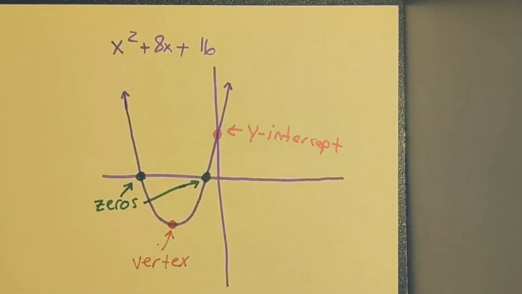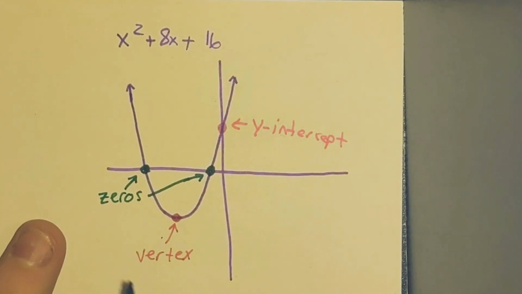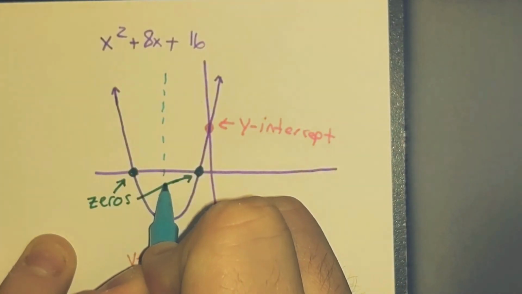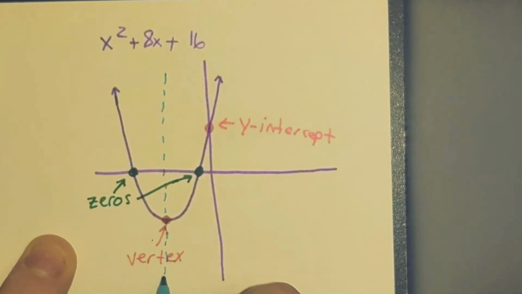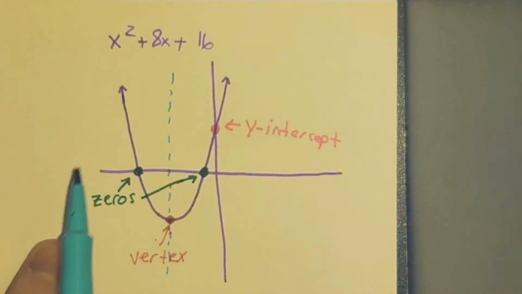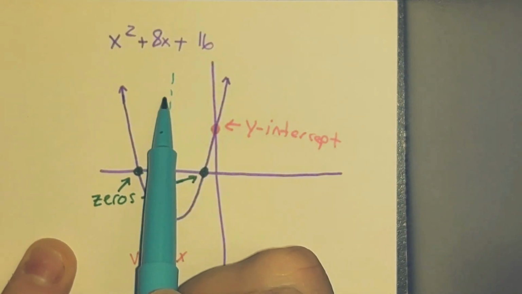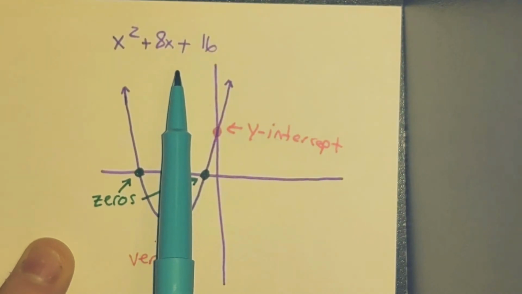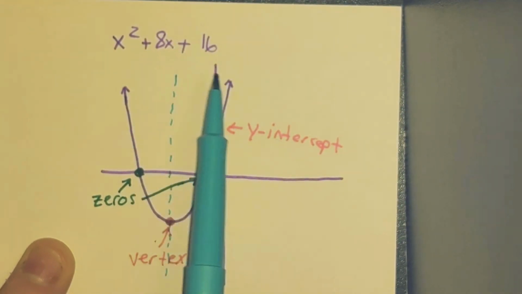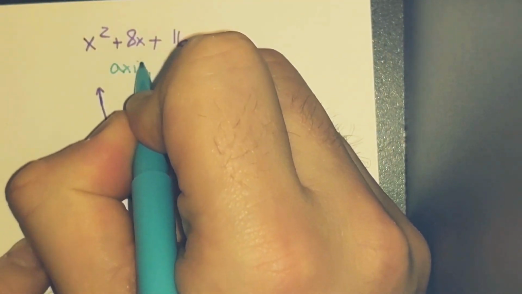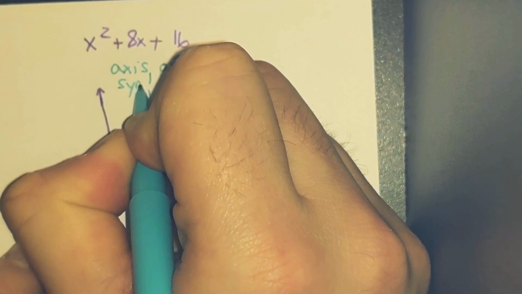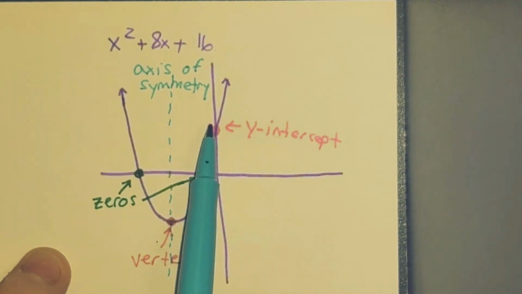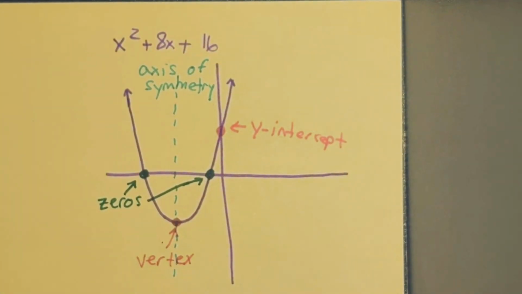The 4th feature that parabolas will have is the fact that they are symmetrical. So there's an imaginary vertical line that goes straight up and down, and it actually cuts this parabola in half. Now this isn't drawn super great, but if you can imagine an imaginary line that cuts this parabola exactly in half on both sides, that is called your axis of symmetry. Those are the 4 features that you need to know about a parabola.